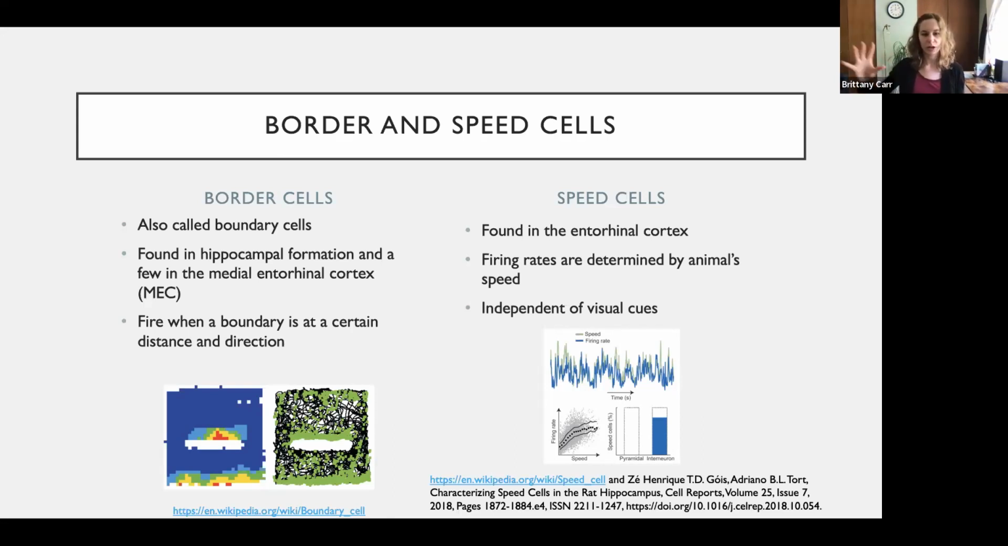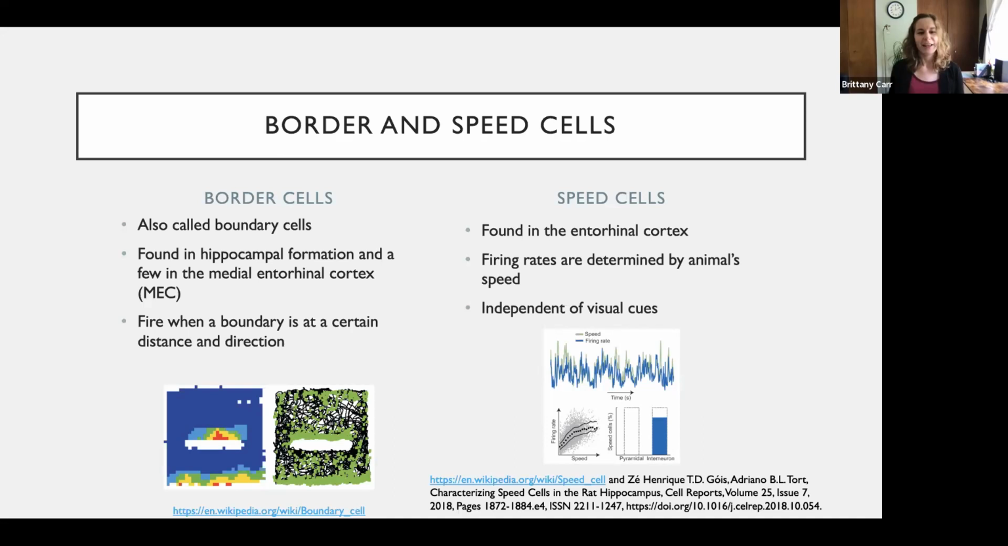So when your input, your sensory input, in this case, we'll say sight, sees a border at a specific distance and a certain orientation, there's a certain cell in your brain that will fire, right? And it will fire anytime it encounters that kind of environmental stimulus. So these cells are also called boundary cells, and they're found in the hippocampal formation and a few in the MEC, so the medial entorhinal cortex.